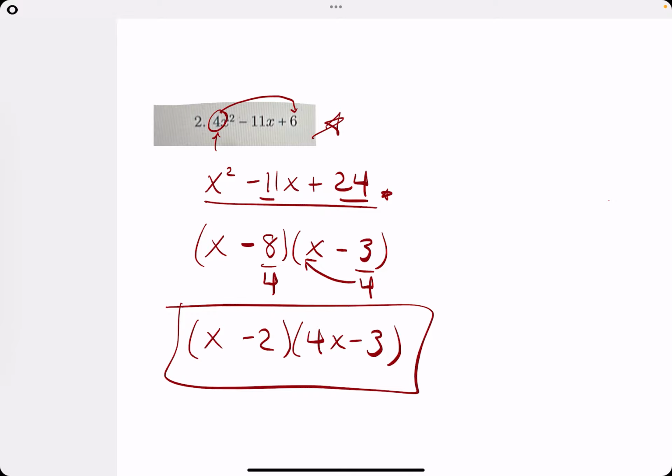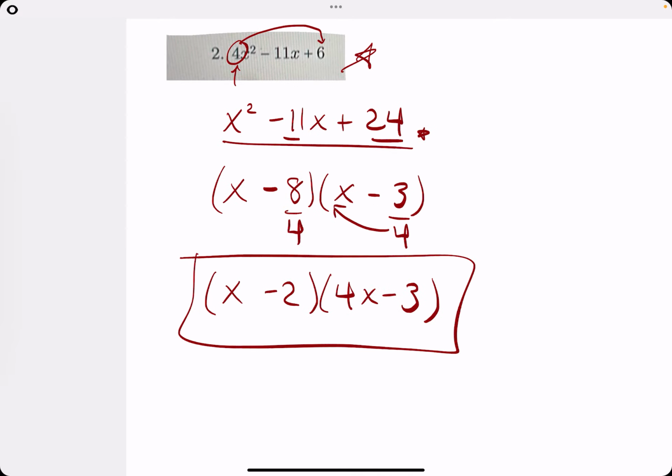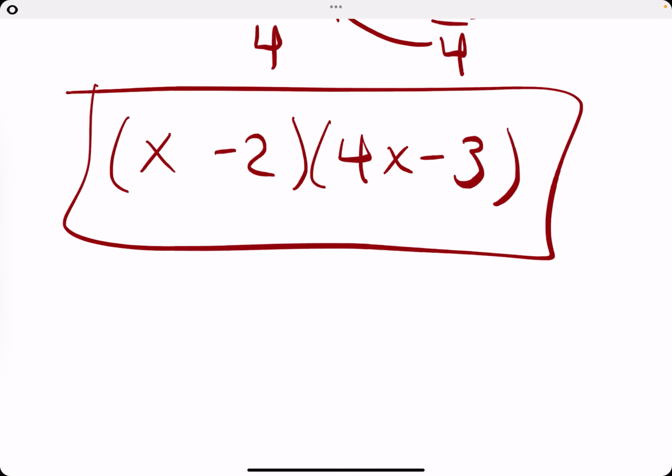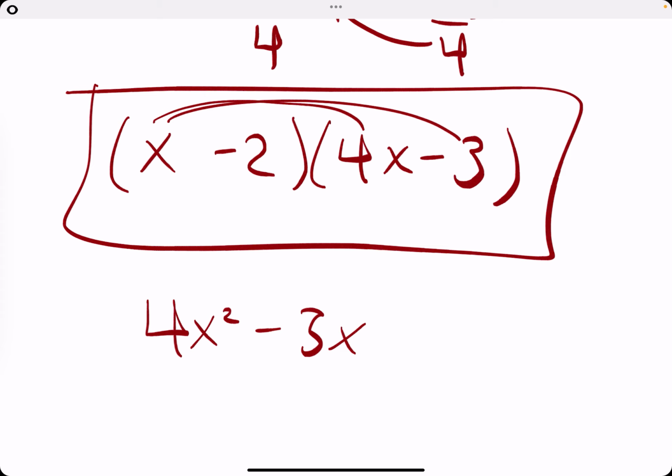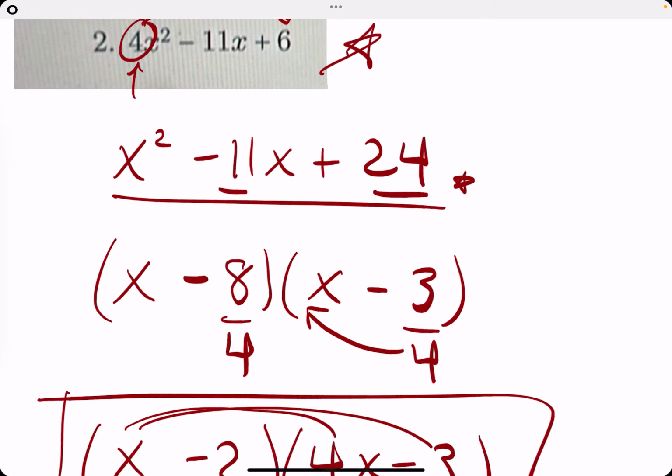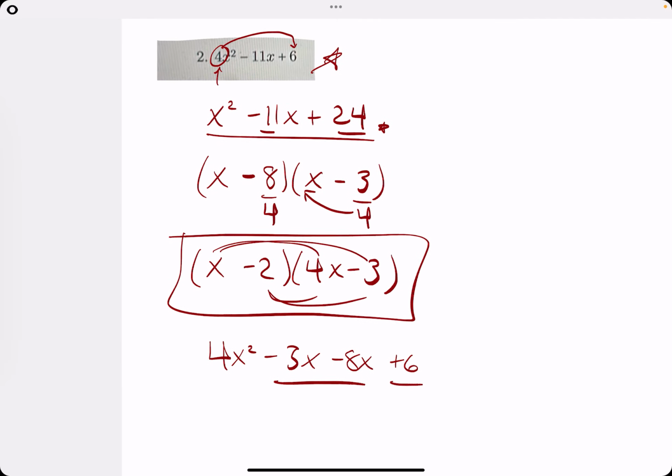If you're ever unsure, you can always check if these are the correct factors by foiling this out. If you multiply this out, x times 4x is 4x squared. X times minus 3 is minus 3x. Negative 2 times 4x is minus 8x. And negative 2 times negative 3 is plus 6. So we have 4x squared minus 11x plus 6, and that's exactly what we had up there.